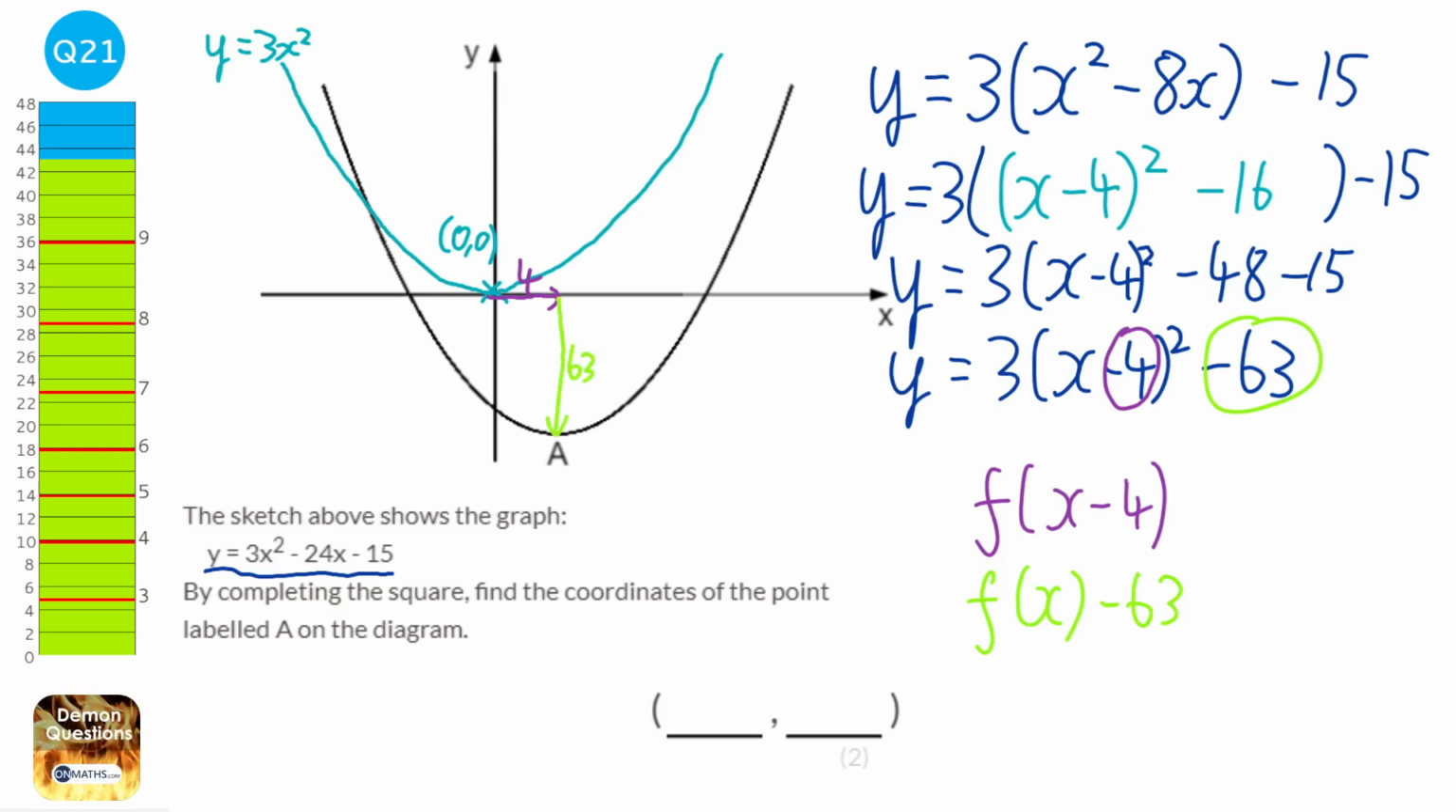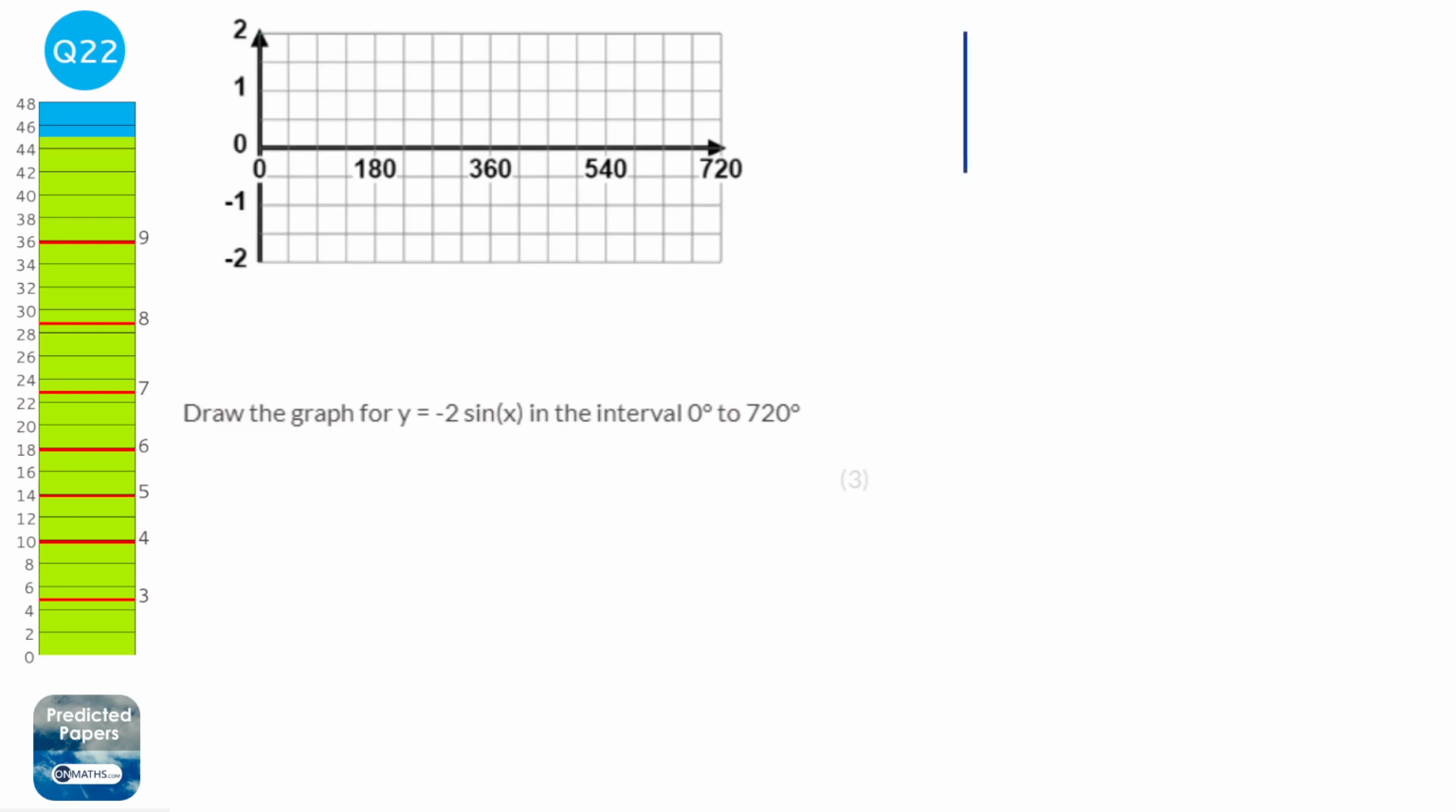So in total, we have f of x minus 4 take away 63. That's what we have in total. So we're moving just 4 to the right and then 63 down. So instead of 0, 0, our minimum point will be at 4, minus 63. It's always important with these questions to realise what the normal graph will look like before we have a look at what the new function will look like.